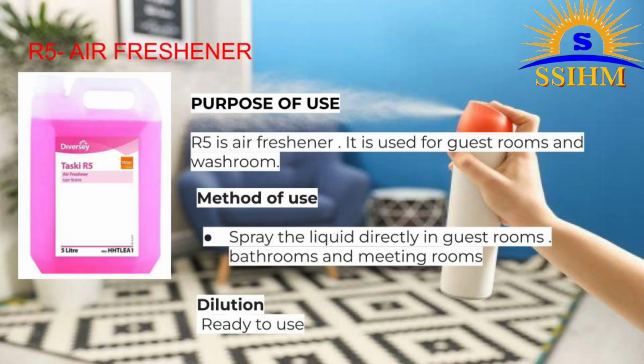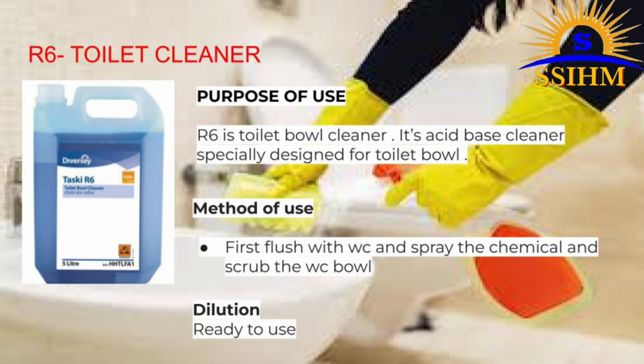R5 is an air freshener. It is used in guest rooms, floor areas and lobby areas in the hotels. R6 is a toilet bowl cleaner. It's an acid-base cleaner specially designed for toilet bowl.